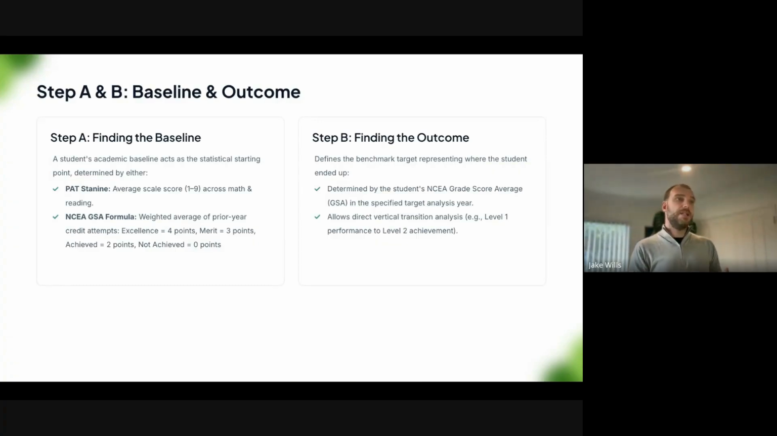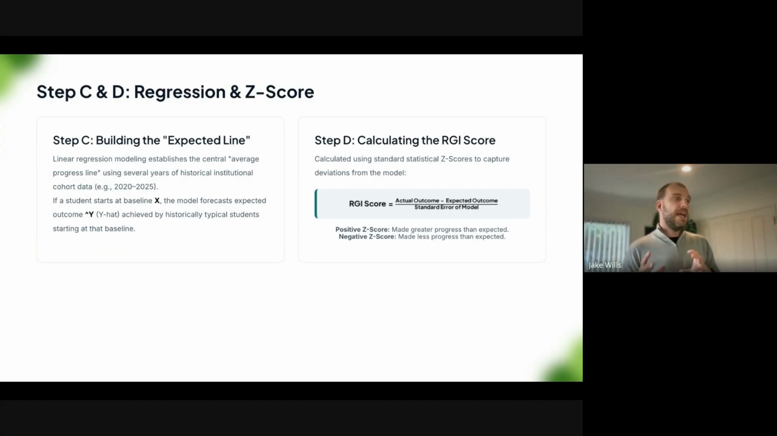So then from that, we look at, based on their starting point, where would we expect them to end up based on the GPA or the GSA. And so you can either use the PAT or the NCEA to predict what the GSA would be. And then we build that expectation line. So this will plot a nice big scatter graph basically of all of the data. And then we're looking at where we sit relative to that.